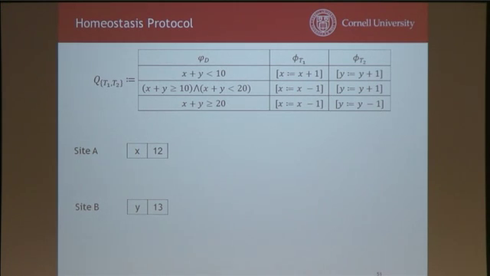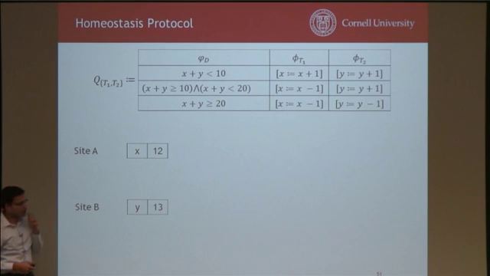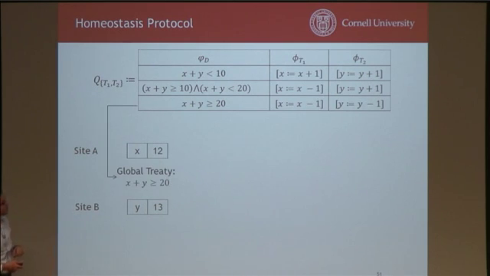So what the homeostasis protocol does is it checks to which equivalence class my current state of the database belongs. In this case, the values of x and y being 12 and 13 indicate that it belongs to the third equivalence class, and it is going to use that as a global treaty. Let us assume that there's an efficient way of actually maintaining this global treaty without requiring communication, and I'll come back to that in the next step.